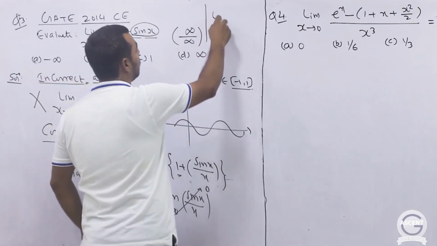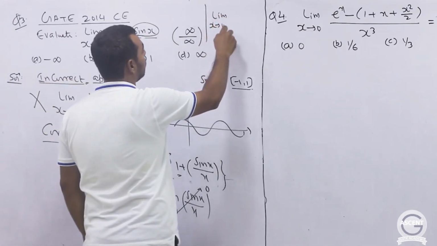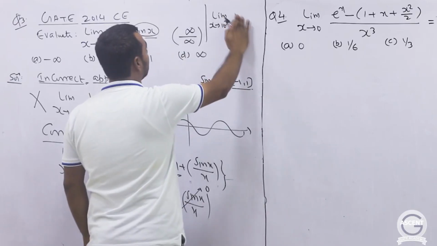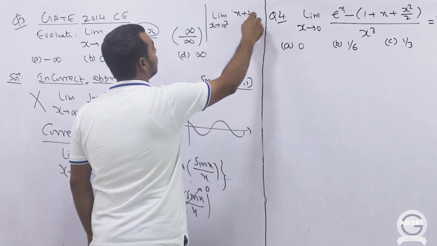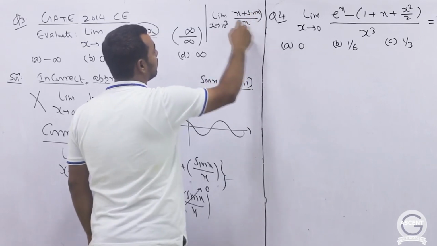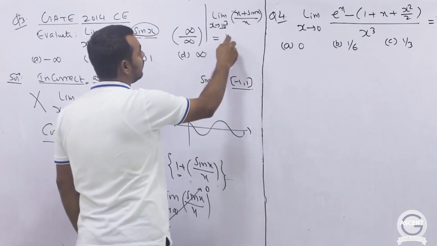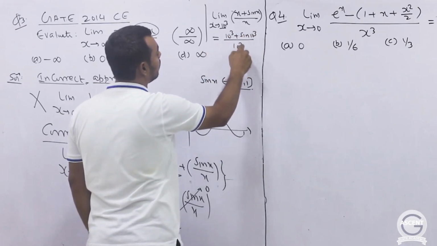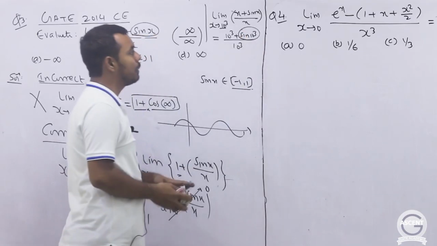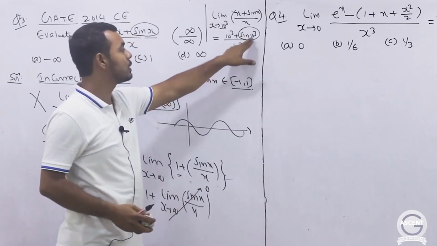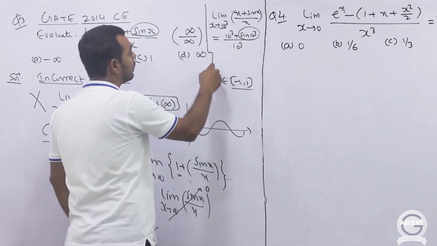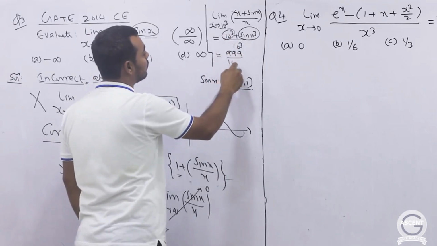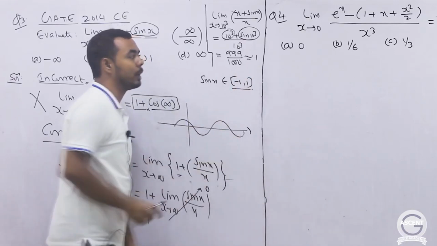Suppose you had to evaluate the limit as x tends to 10 to the power 3 of (x plus sin x) by x. Just to explain the idea, I am taking this number 10 to the power 3. So this will be 10 to the power 3 plus sine of 10 to the power 3, divided by 10 to the power 3. Now sine is a number between -1 and +1. Even if it is -1, what do you get? This will be 1000 minus 1, so 999 by 1000. Now this is very close to 1, right?